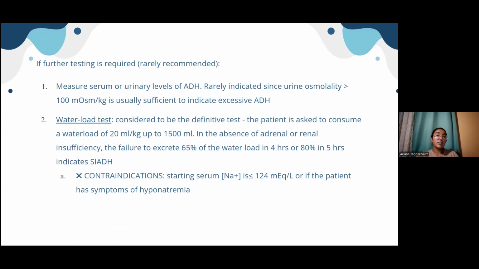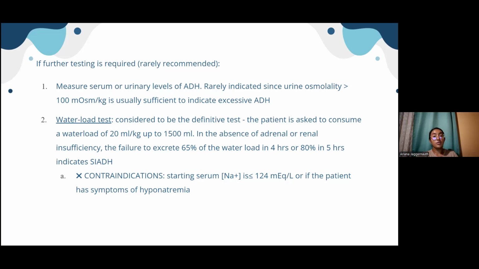If further testing is required, so we're unable to diagnose it based on all of those features that I previously mentioned, we can do the following two investigations. However, they are rarely recommended. One can measure serum or urinary levels of antidiuretic hormone. However, this is rarely indicated since urine osmolality greater than 100 milliosmoles per kilogram is usually sufficient to indicate the presence of excessive antidiuretic hormone.